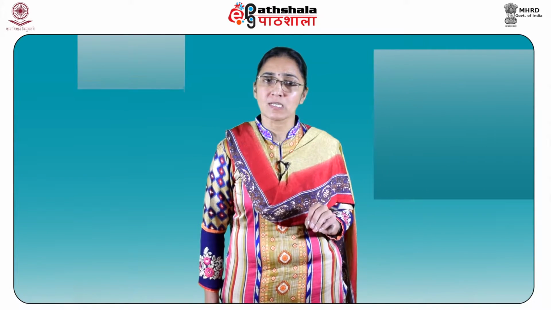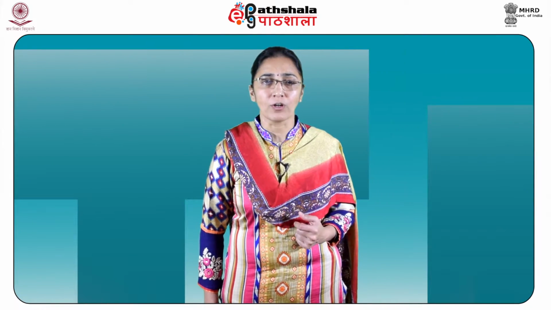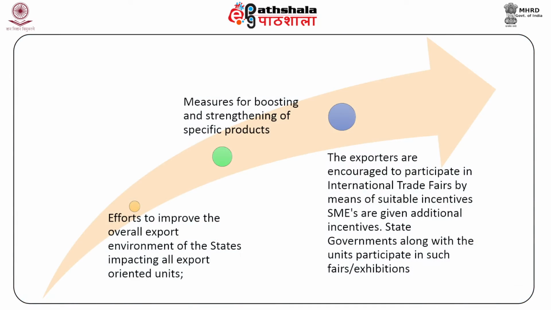For accelerating the pace of exports from the states, the common measures relevant for all of them relate to the following. Number 1, efforts to improve the overall export environment of states impacting all export oriented units. Number 2, measures for boosting and strengthening of specific products. And number 3, the exporters are encouraged to participate in international trade fairs by means of suitable incentives.